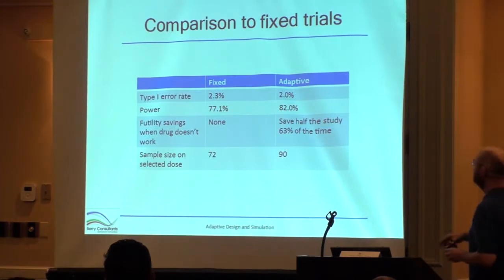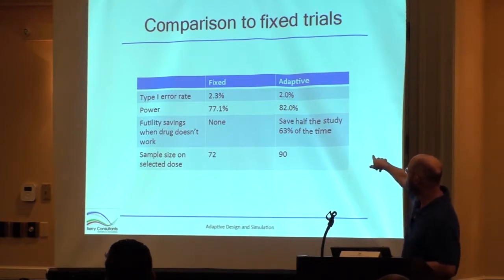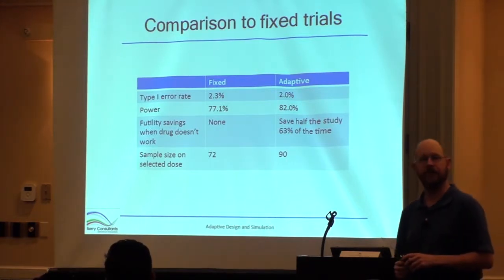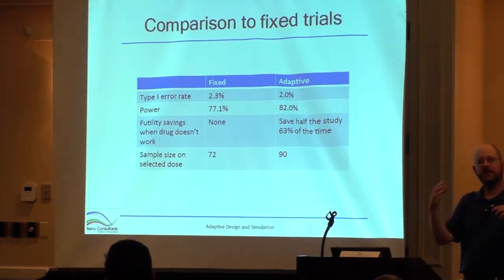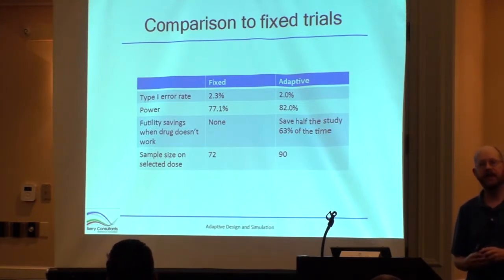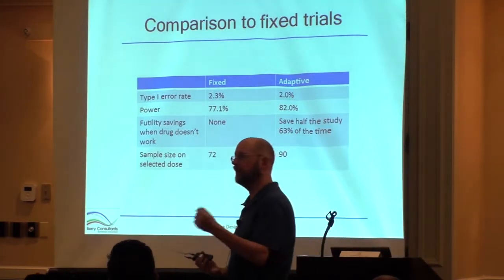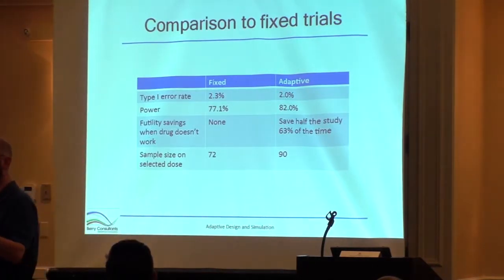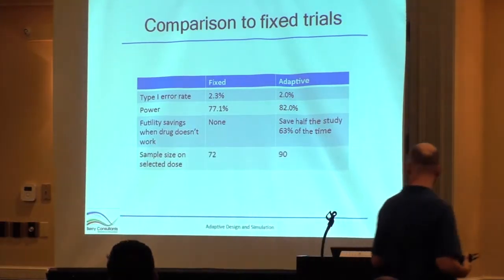And then the sample size, you can see the fixed trial had no sample size saving, so there's no futility. On the adaptive trial, if the drug doesn't work, we save half the study half the time, 63% of the time. That may not be fantastic, but it's a lot better than nothing. The other thing that we've done is, because we did this dose selection, we put more patients on the selected dose. The fixed trial had 72 subjects. This trial has 90, because at 3 months, we stopped one of the doses and we moved to the other ones. That's important for considerations like a safety database. You're going to have more patients on there. So you've gained across the board by doing this.